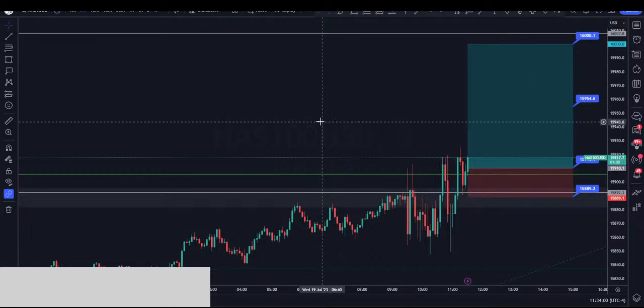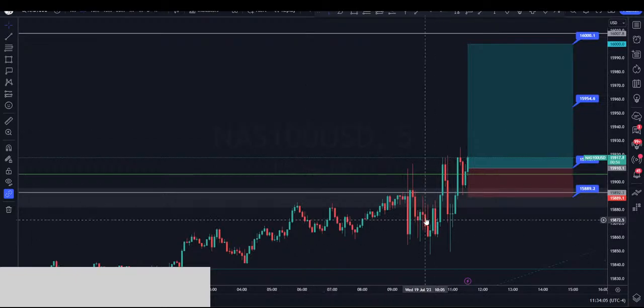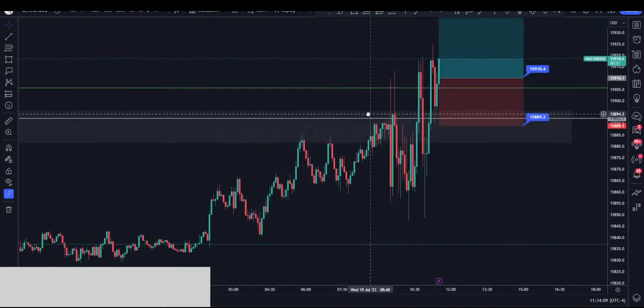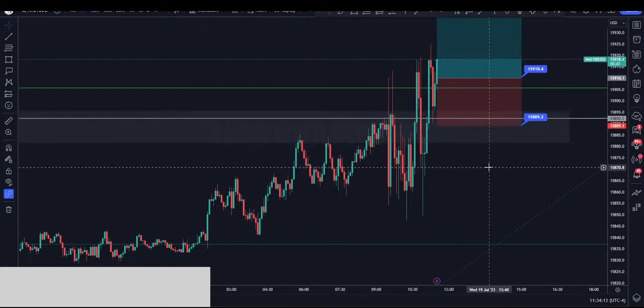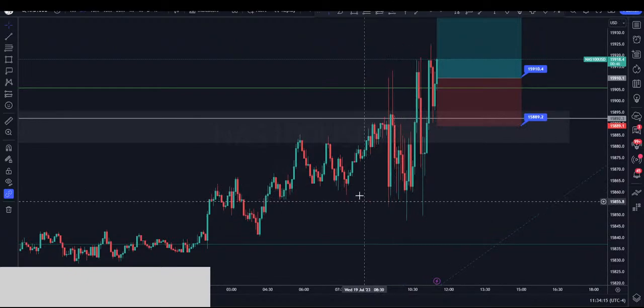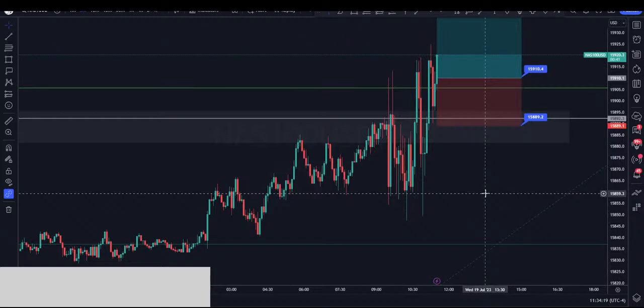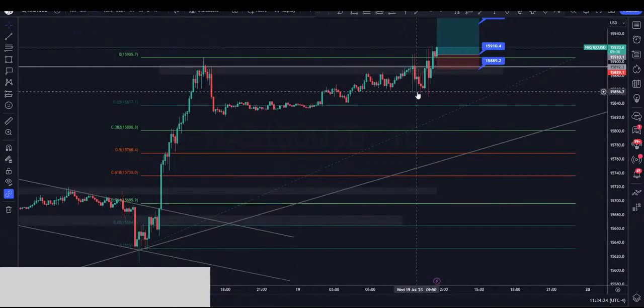So my issue today was patience. I broke some rules. I should have waited. Once I saw all these wicks that were forming on NAS this morning, this was just too messy. And I do have notes that I should stay out of the market when it's like this. I just didn't follow those rules this morning, and that resulted in some losses.